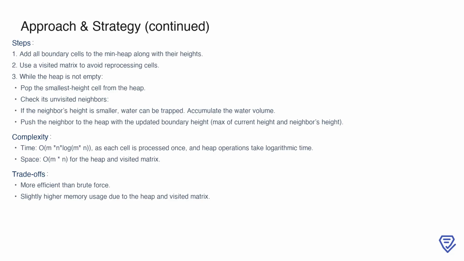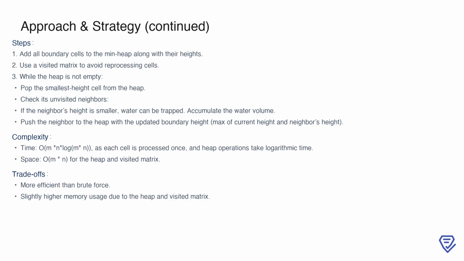If a neighbor's height is smaller than the current boundary, it means water can be trapped there, and we calculate the water volume. Next, we push the neighbor to the heap, updating its boundary height to the maximum of its current height and the neighbor's height. This ensures the boundary heights dynamically adjust as we process the grid.